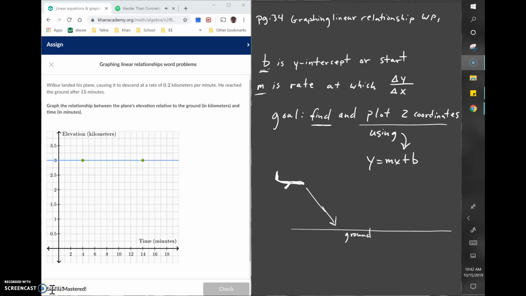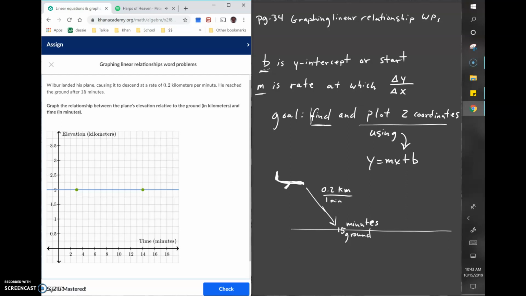Alright, today's video is going to cover graphing linear relationship word problems, and with this video I'm going to have you pause the video, read the problem, and then we'll start attacking it. That way we can save some time. With this problem and all problems, we're trying to find two coordinate points, and we want to use the context to be able to plot those 2 points.